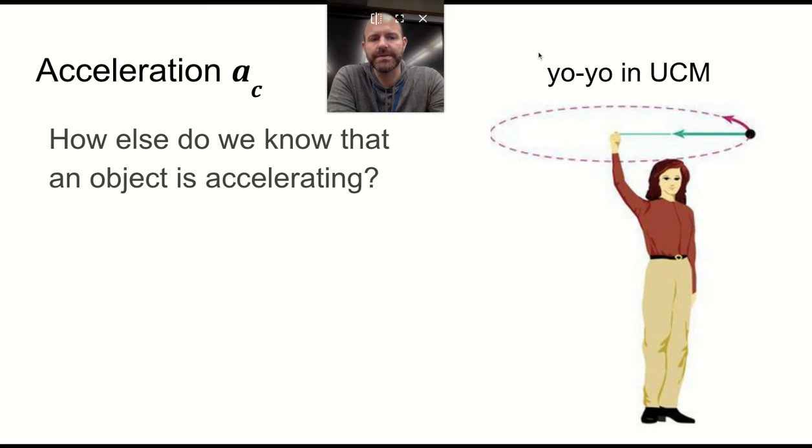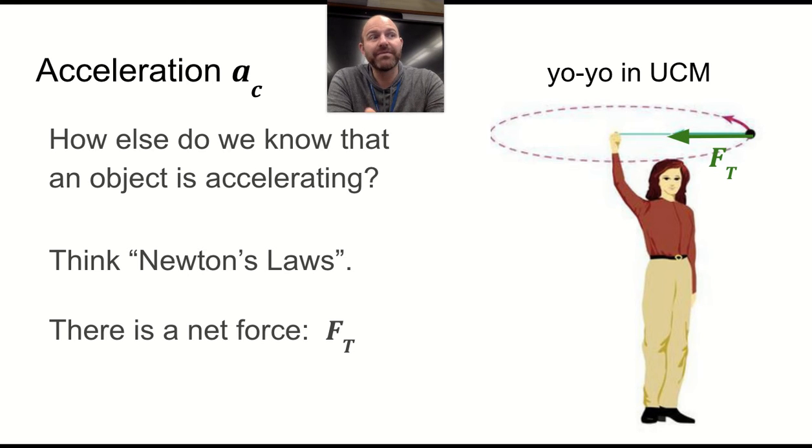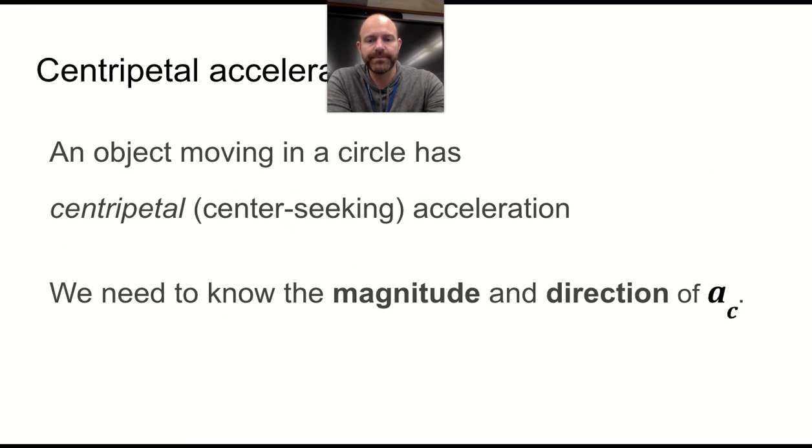How else could we talk about this object accelerating? We don't just have to use kinematics relationships. We have another argument for that, and that is a forces argument. If you think about Newton's laws, you know that if something is changing direction, something must be pulling it, because if there's no net force, things would travel in a straight line. So the tension, the string pulling on the yo-yo or the object, is that force of tension is the net force.